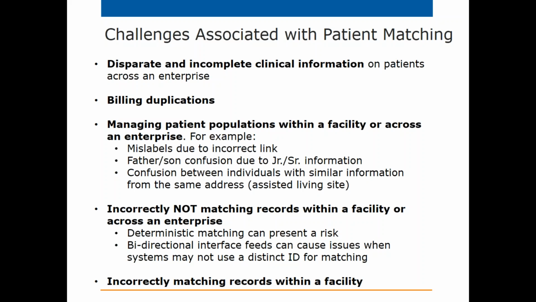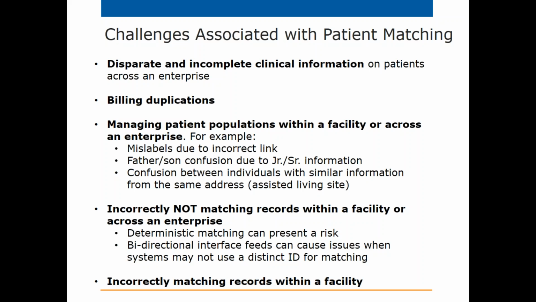And then incorrectly not matching records within a facility. Obviously, deterministic matching, where you're just matching on an exact first and exact last name. If anyone goes by a nickname, that can present a risk. Bidirectional interfaces. I've seen that where if they're not using a distinct ID for matching, you get the first name, last name, and maybe date of birth. And if they didn't spell it right the second visit or the third visit, then it could create another encounter or visit within your EMR itself.